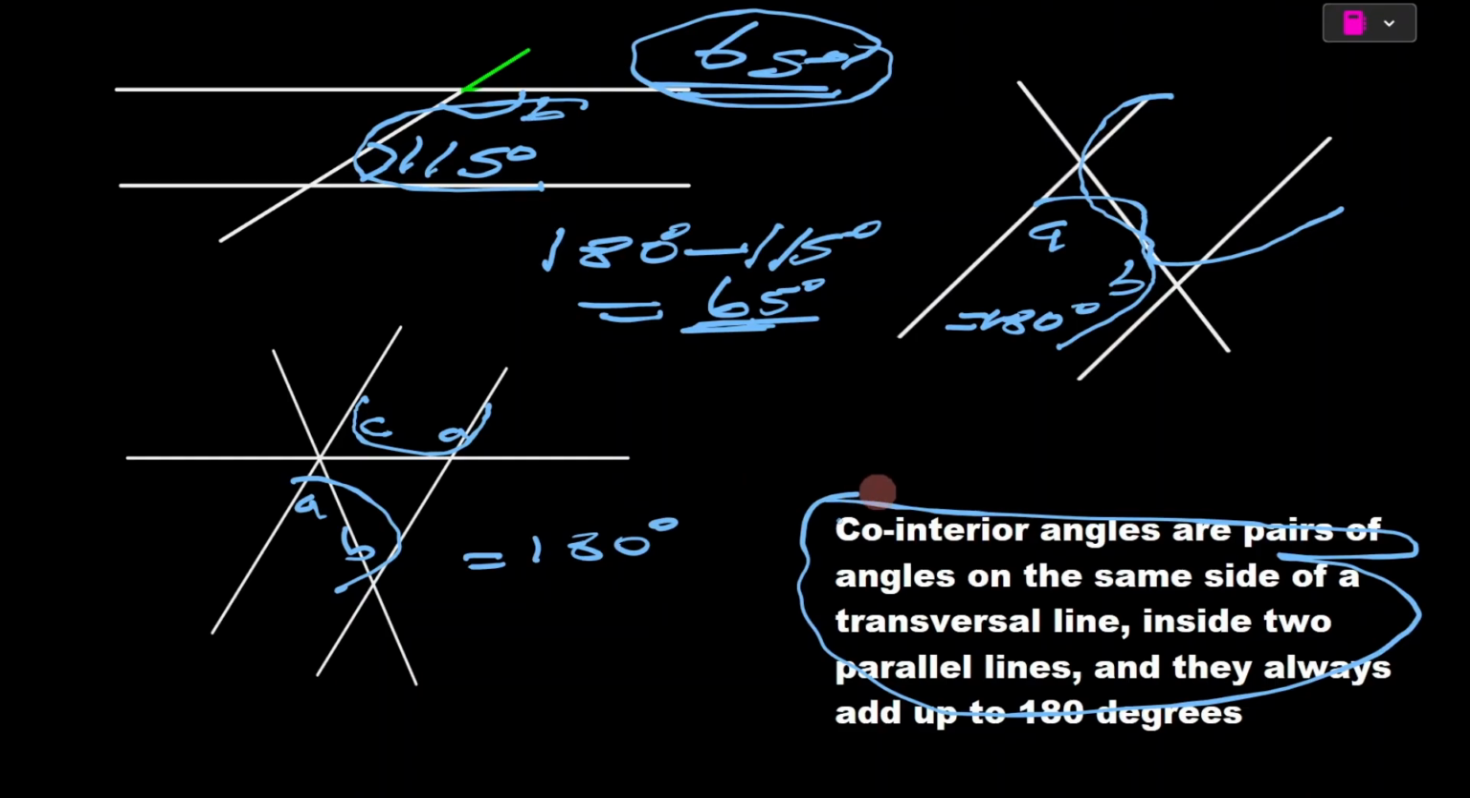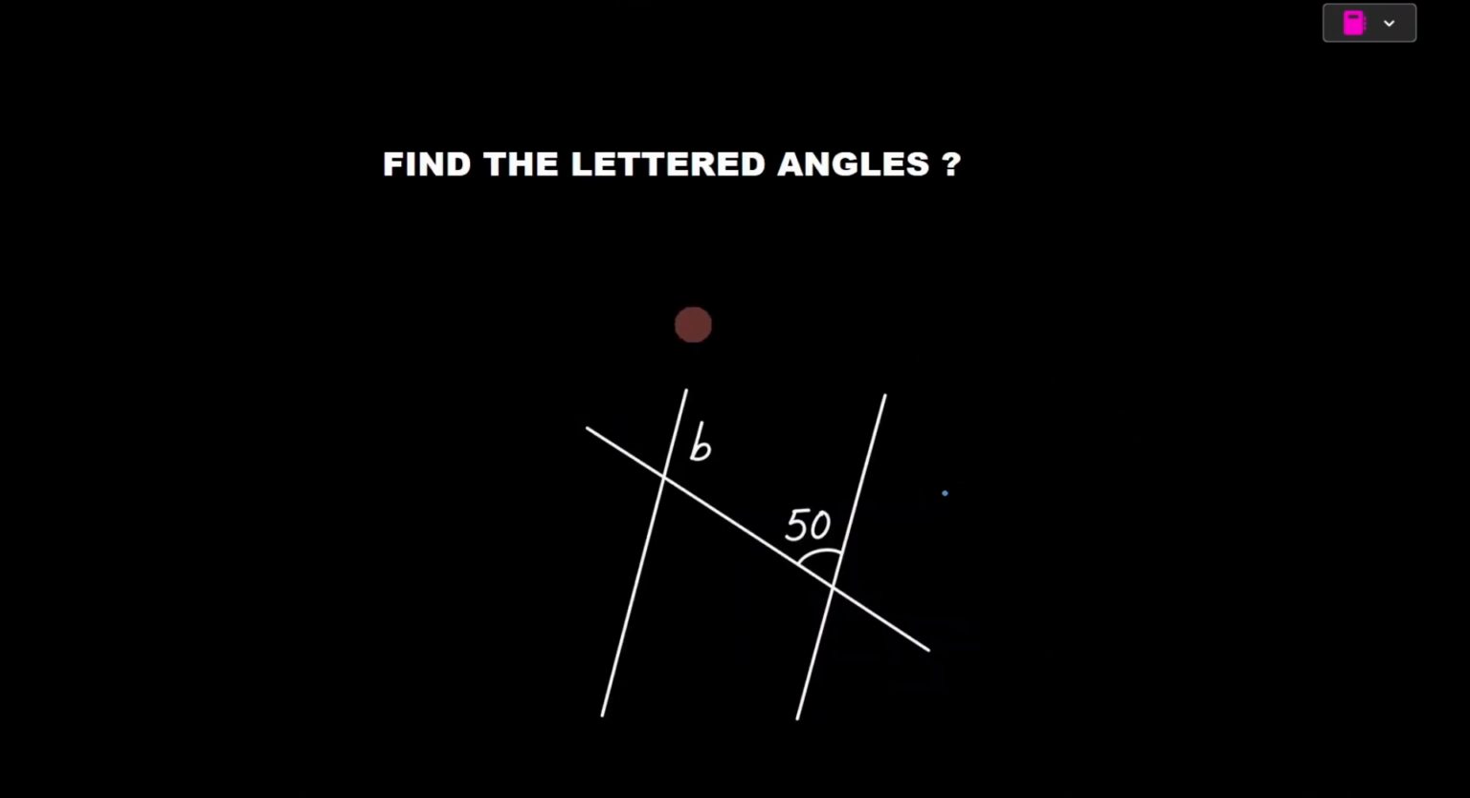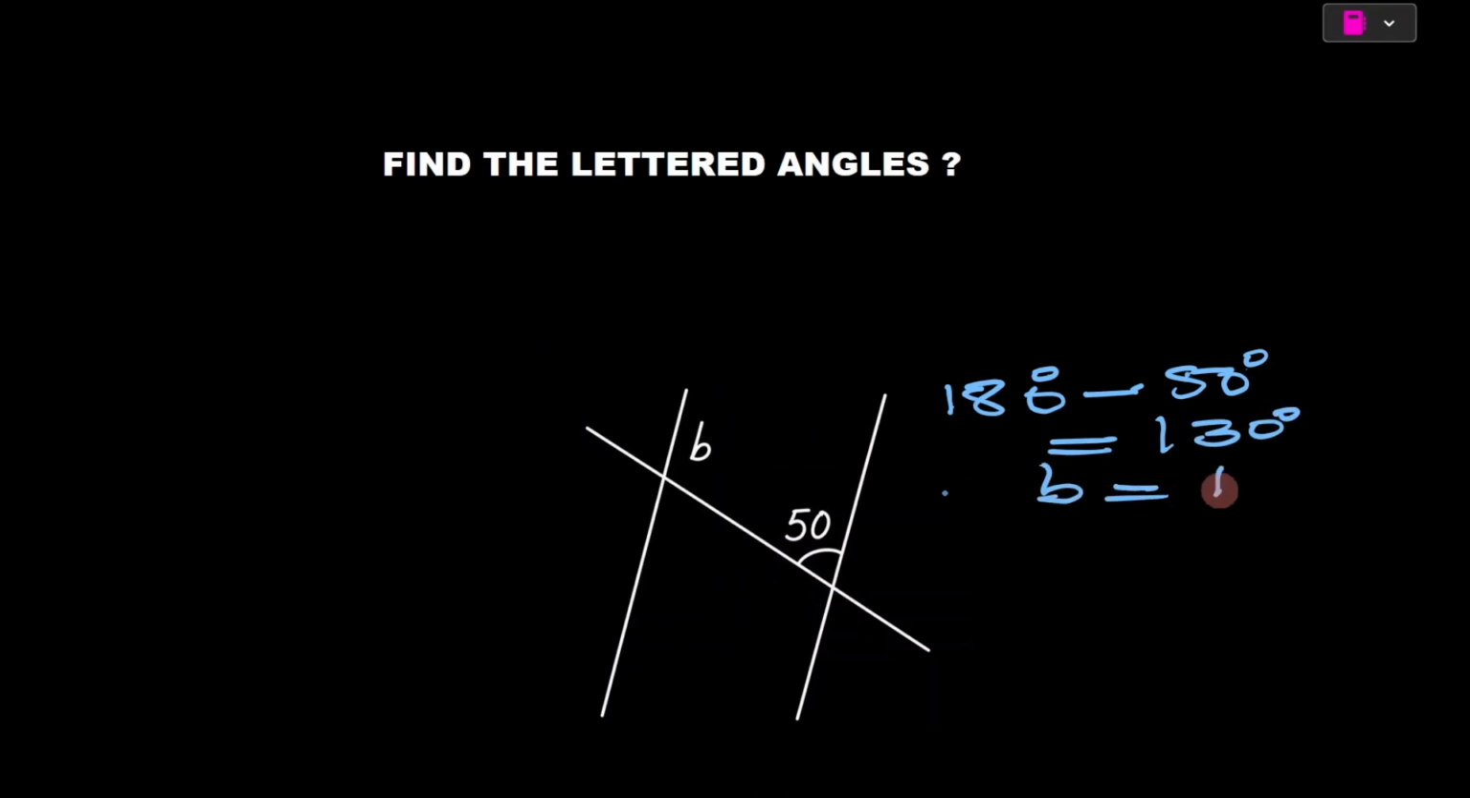Now, having known what co-interior angles are all about, let's solve some questions. Now, let's find the lettered angles. Having the knowledge of co-interior angles that I just explained, the letter B here will be 180 degrees subtract 50 degrees. Therefore, 180 subtract 50 gives 130 degrees. Therefore, B is equal to 130 degrees, which is the co-interior angle in this diagram.